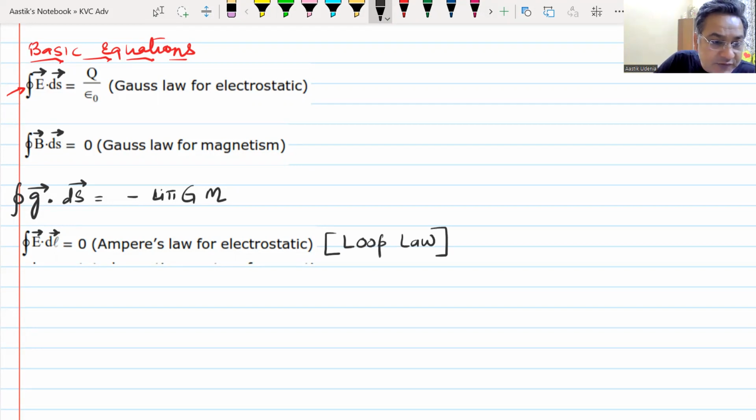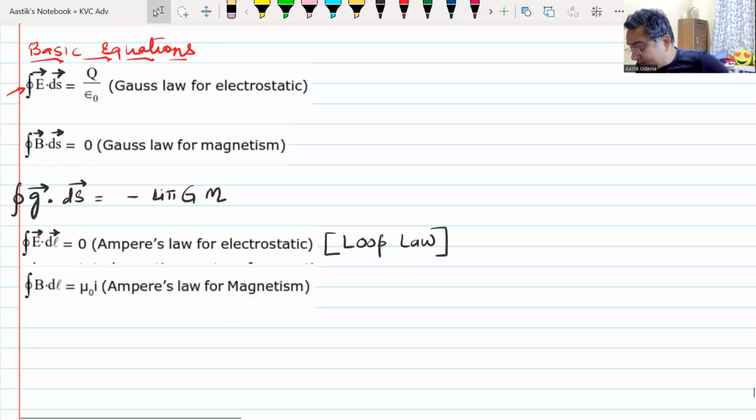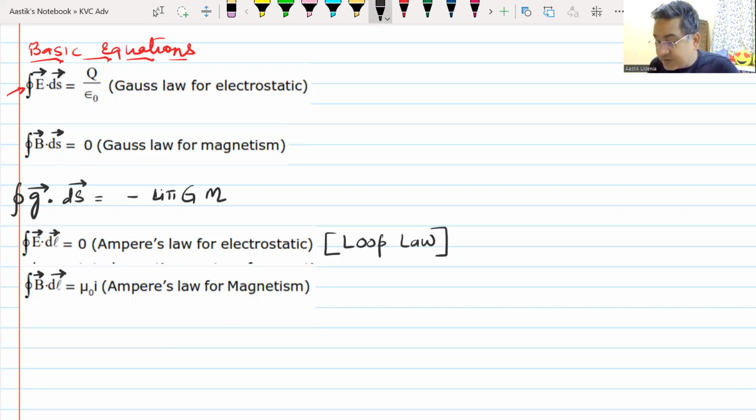Then we saw the fourth variation of the same thing. I mean, fifth one now. Actually, in electromagnetism, it's the fourth one. What was the fourth one? It was Ampere's law for magnetism. The integral of B dot dl will be equal to mu naught into I, where I is the current enclosed in the loop. Now these were the four laws. The fifth one is for gravitation.